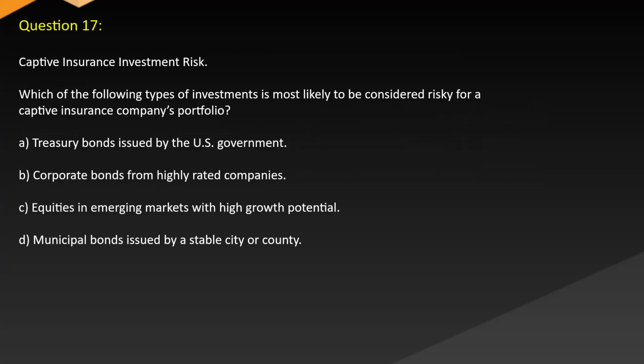Question 17. Captive insurance investment risk. Which of the following types of investments is most likely to be considered risky for a captive insurance company's portfolio? A. Treasury bonds issued by the U.S. Government. B. Corporate bonds from highly rated companies. C. Equities in emerging markets with high growth potential. D. Municipal bonds issued by a stable city or county.